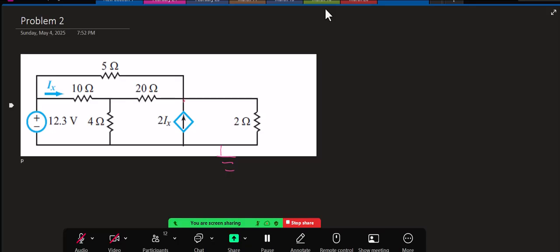So right here, that's a node, but it really means that everything here to here, here to here, here to here, all of that is a node up until you get to an element. So all of that is at the same voltage. And I'm going to call that V2.